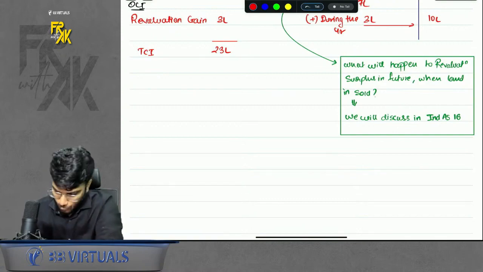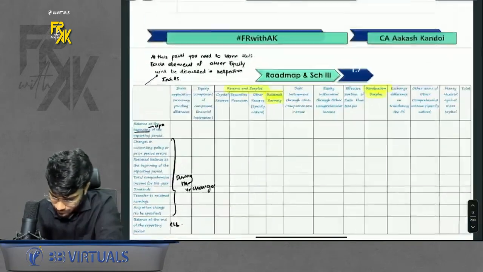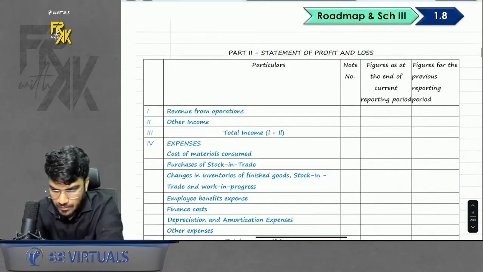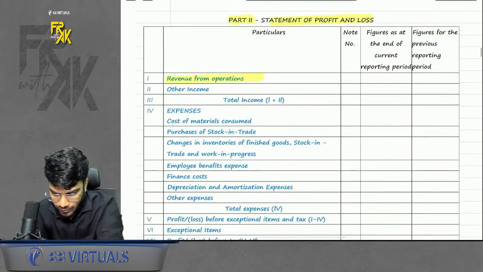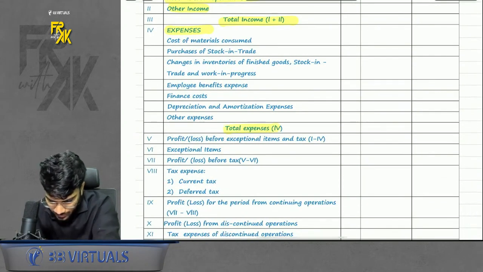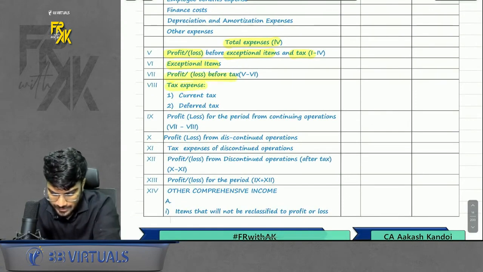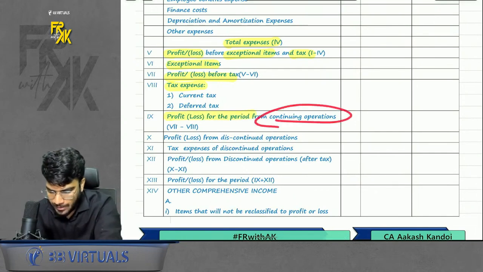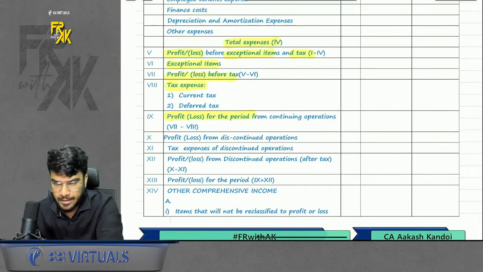Only one last thing which I want to show is, see, here is a statement of profit and loss. Revenue from operations, other income, total income. Then you will get the expenses, right? Total expenses you will get. Then you will get profit before exceptional items and taxes. You will deduct the exceptional items, get profit before tax, less the tax expense, you will get profit after tax. Of course, you will show profitability from continuing operations separately and from discontinuing operations separately. This is discussed in the respective IND AS. We will cover it later on.